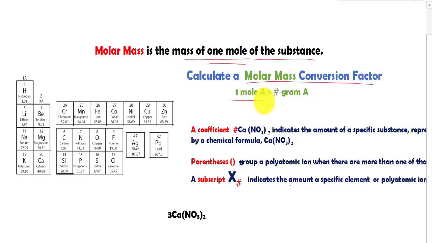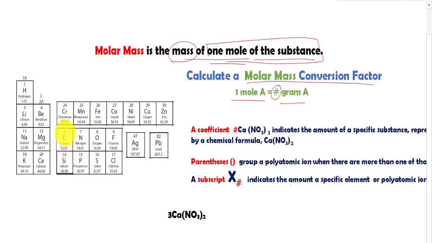Here I have 1 mole of a substance coming from this part right there. Then I have the mass, which is measured in grams. So I have 1 mole of A equal to the number of grams of A. But where do I get the number of grams from? The beautiful part is that you can actually use the periodic table to get that number of grams.